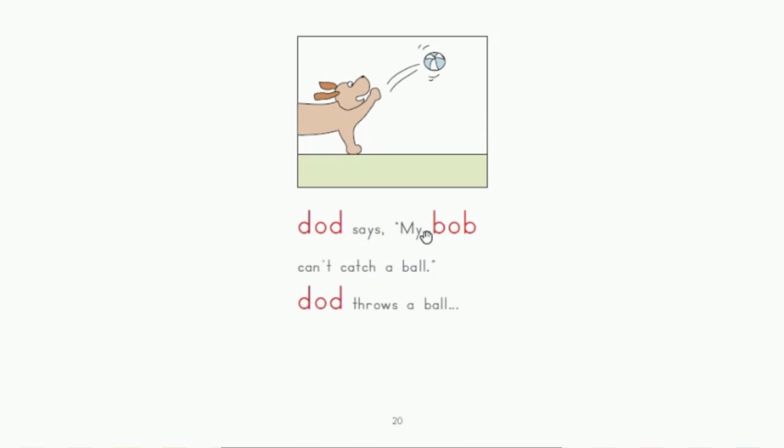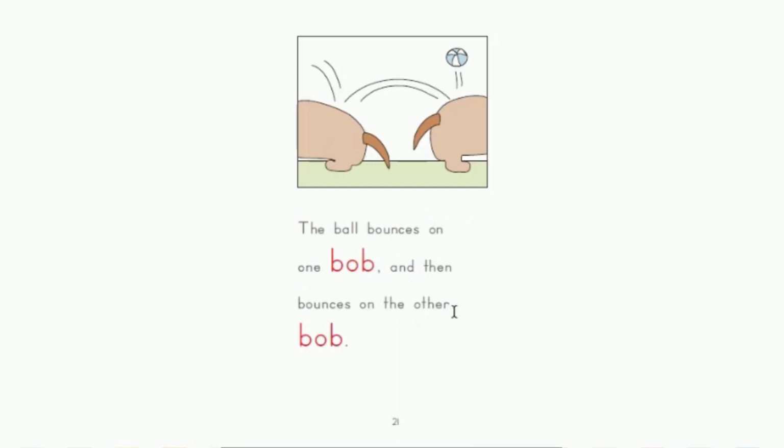Dod says, "My Bob can't catch a ball." Dod throws a ball. The ball bounces on one Bob and then bounces on the other Bob.